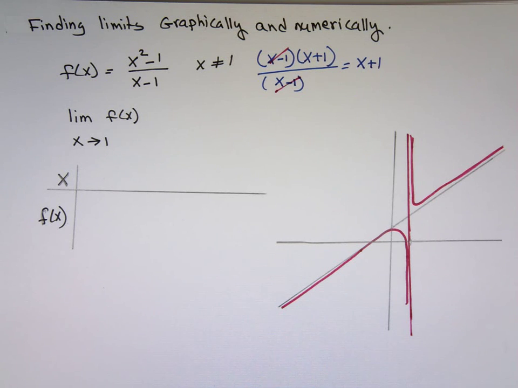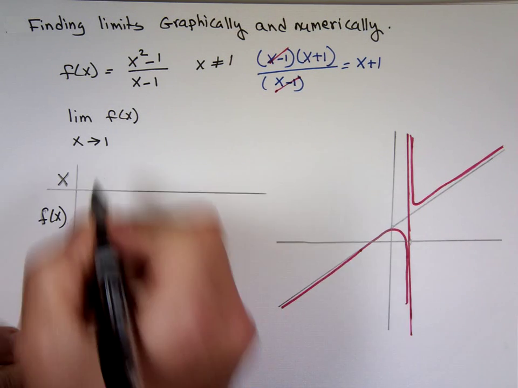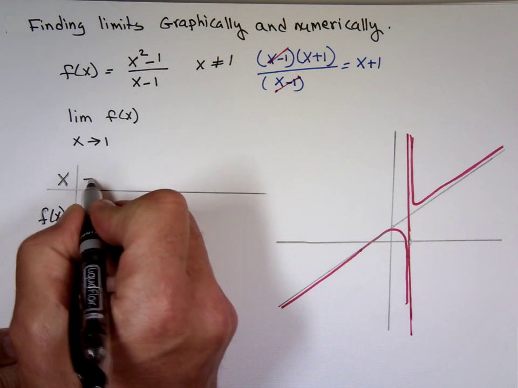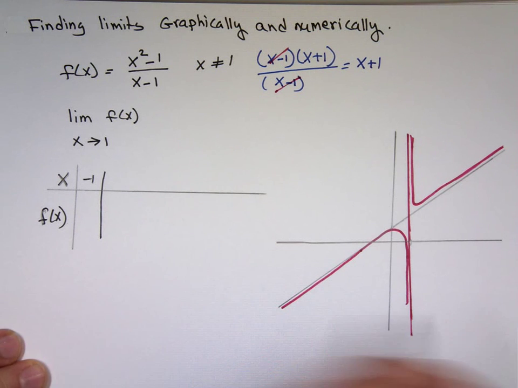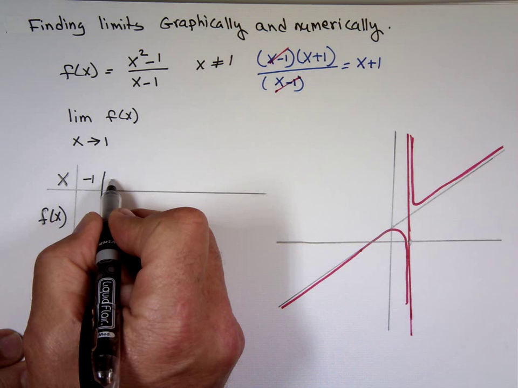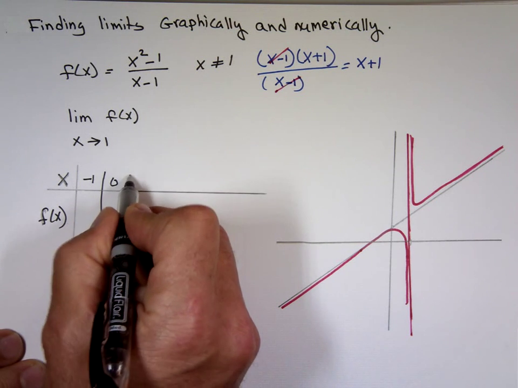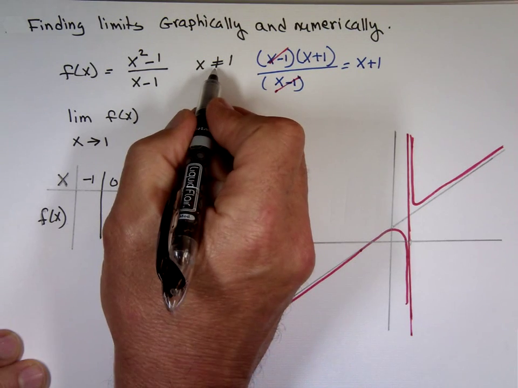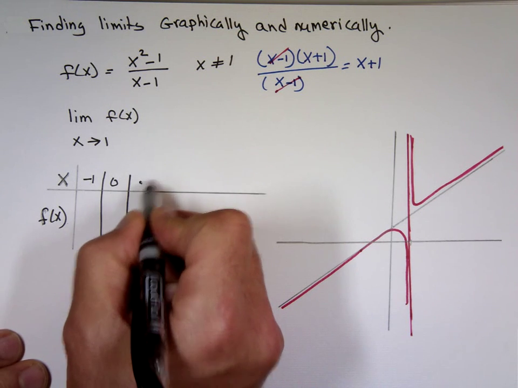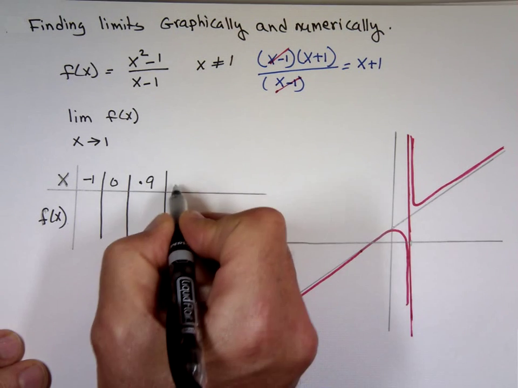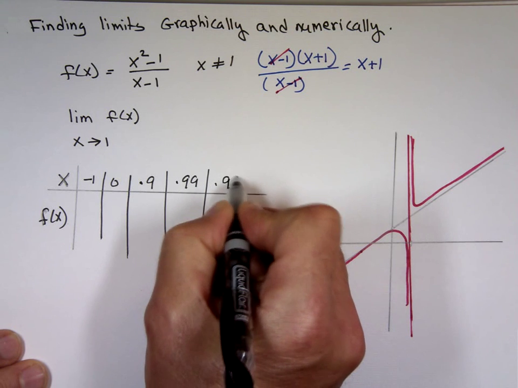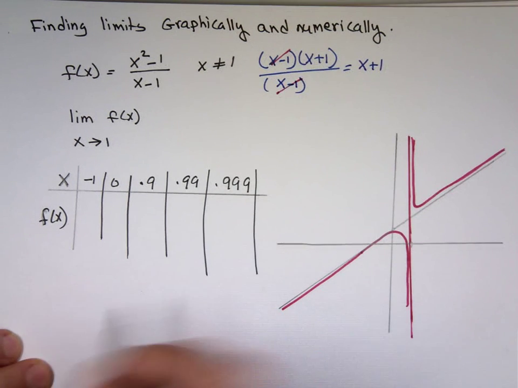Let's pick values for x. Let's start from the left side, since you're approaching 1 from the left. Let's start with negative 1. Let's get closer to it. Maybe we'll go to 0. I can't let it equal 1. Let's get closer to that 1. What should we make it? 0.9? Get a little bit closer. 0.99. Get closer. 0.999. And so forth.